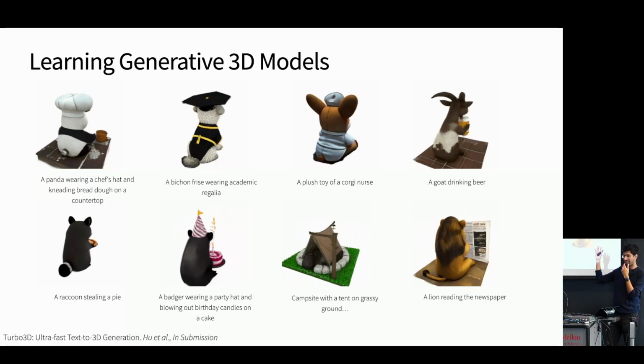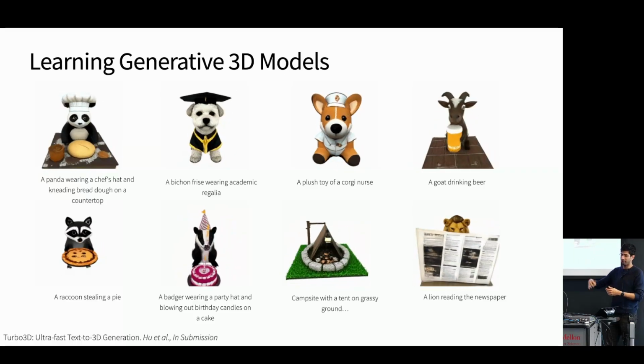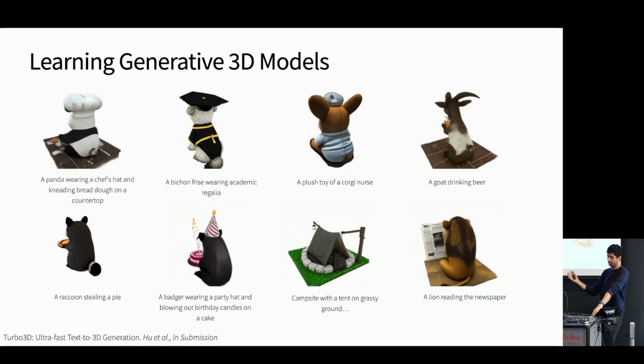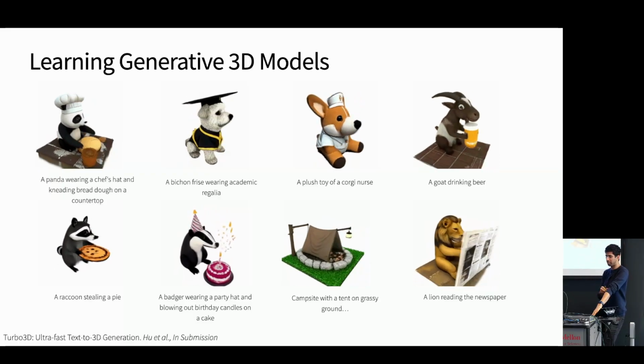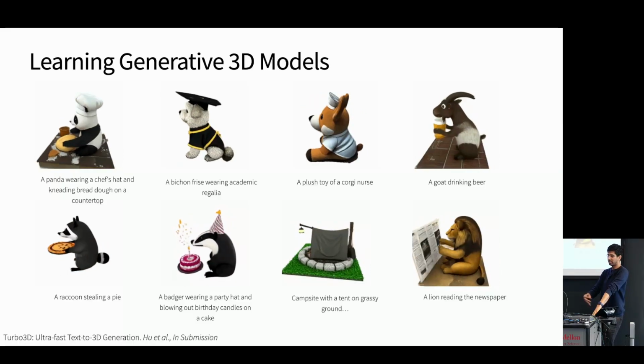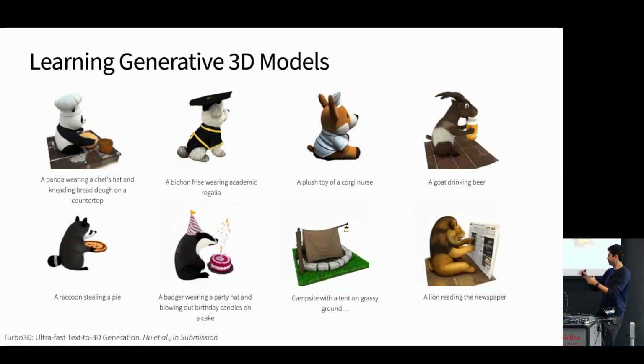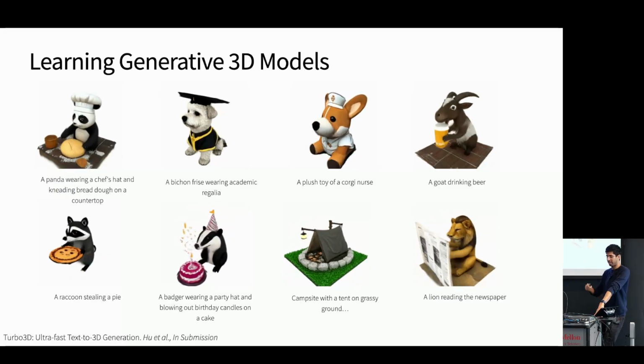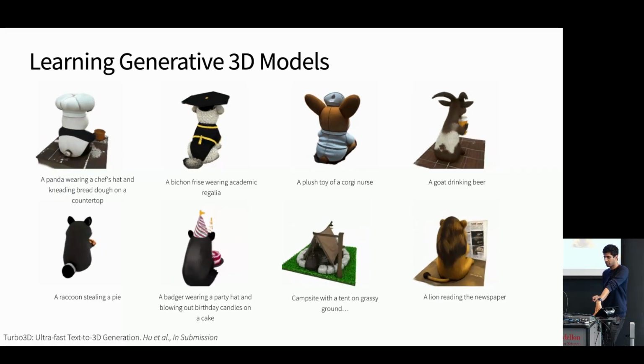And here are just some sample results on different complex prompts. So for instance, you can imagine some dog wearing graduation regalia, or you can be more creative, a lion reading a newspaper, etc. It's really good at generating these compositional prompts, works remarkably well, and does so in maybe a third of a second.